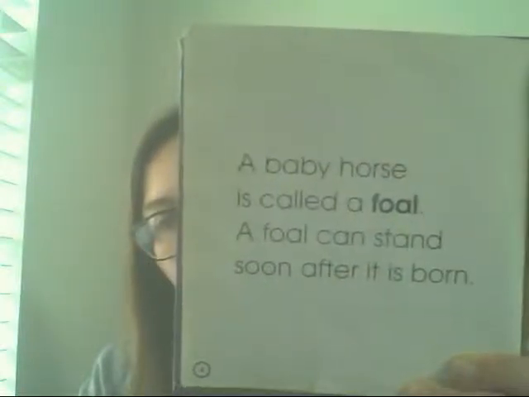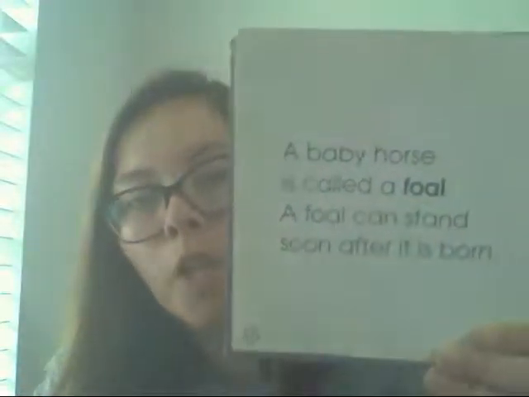A baby horse is called a foal. A foal can stand soon after it is born. Do you see another text feature on this page? I do too. What is that text feature called? Bolded print. Good job, and it is right here. Bolded print are words that the author wants to stand out on that page. They are words that the author says are very important and words that we need to know to help better understand our book. On the other page, we have a photograph. This photograph is a picture of a foal, which we just learned is a baby horse.